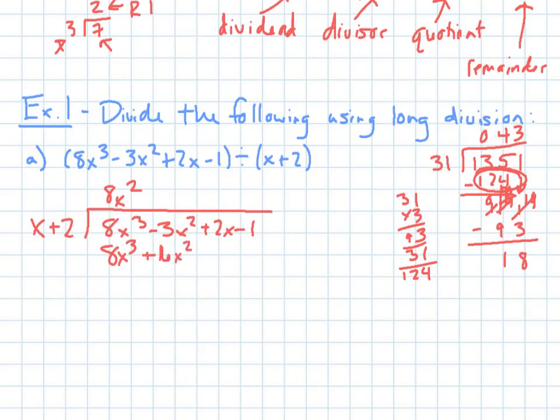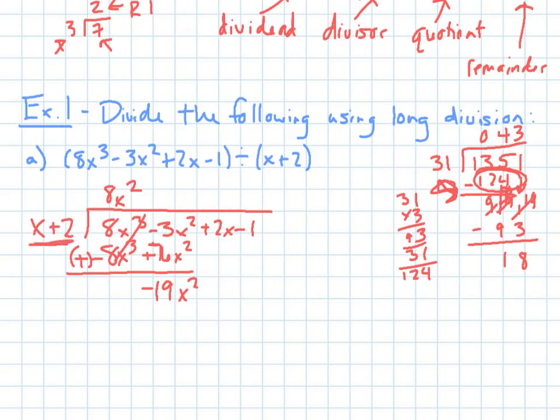Now you want to be able to cancel them out, so you want to use subtraction like we did over there. So 8x cubed cancels out. Now negative 3x squared minus 16x squared gets you negative 19x squared. If you'd like to, you can distribute the negative through. That makes it easier for you. And now notice, I only have one term.